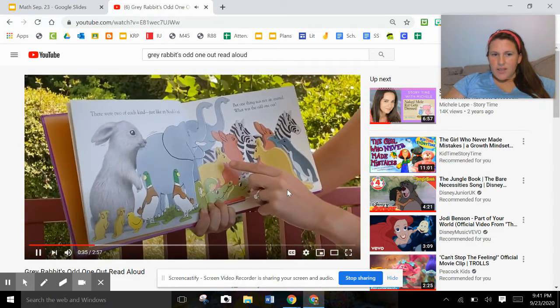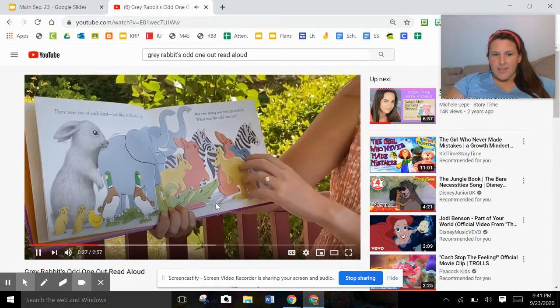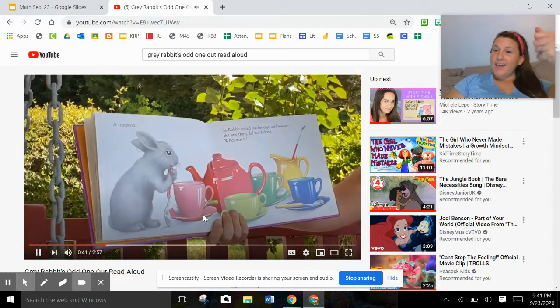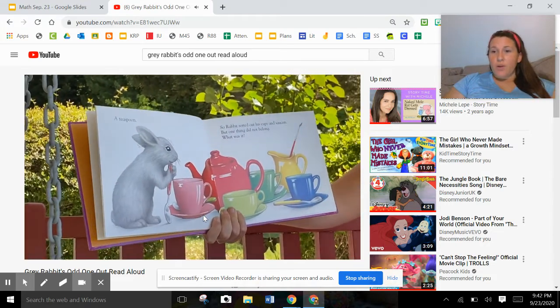You see it down there at the bottom. There's something down there at the bottom right there. A teaspoon. So the teaspoon was the odd one out.